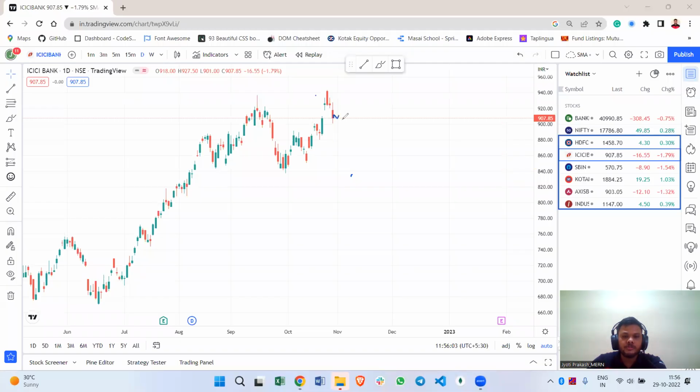If the market tomorrow opens flat or gap down and closes below 907, then we can take it for selling, and the target will be the round level 900 first, and we can set our next target to 890.